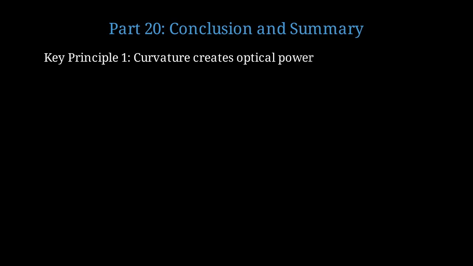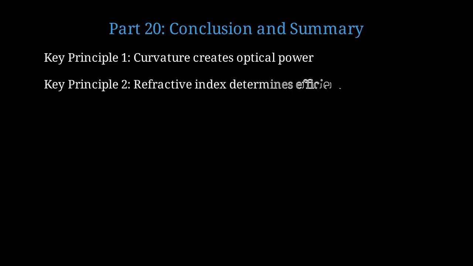Let's conclude by summarizing the key physical principles and practical applications we've covered. Droplet curvature, governed by surface tension and contact angle, naturally creates a lens with focal length inversely related to curvature. Material refractive index determines focusing strength. Higher index materials provide shorter focal lengths for the same geometry.